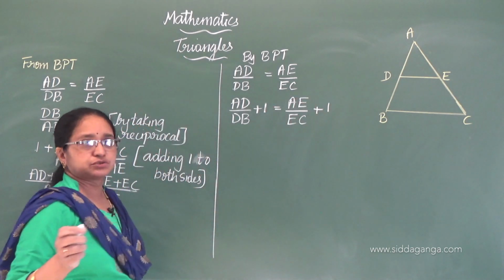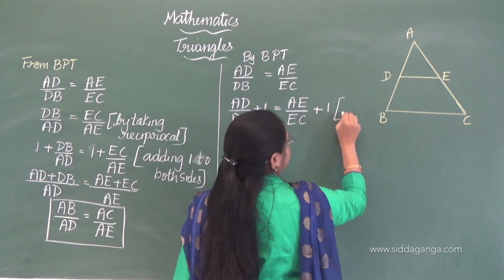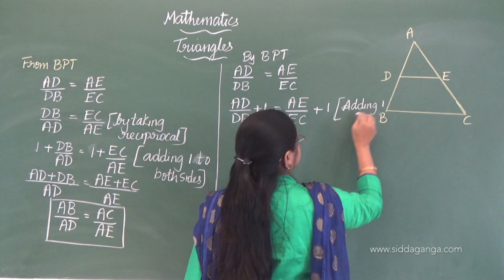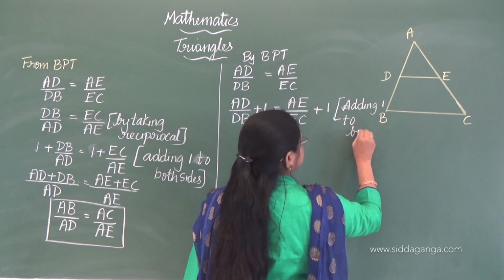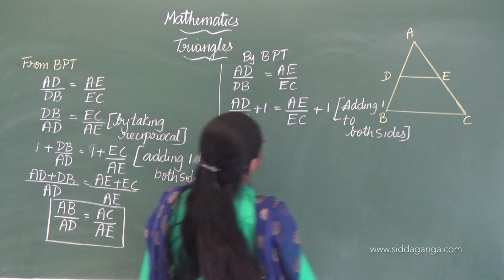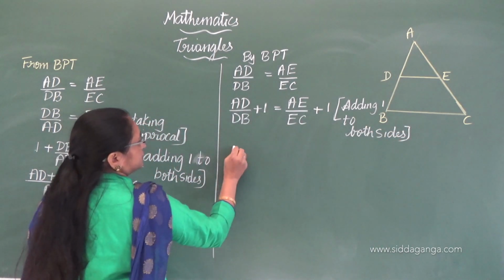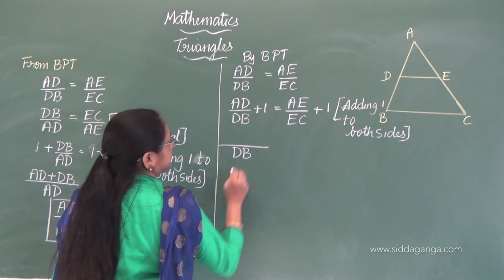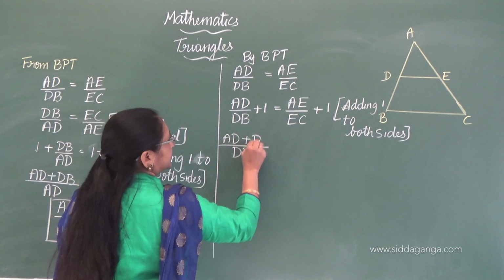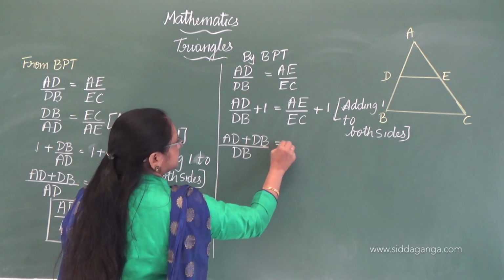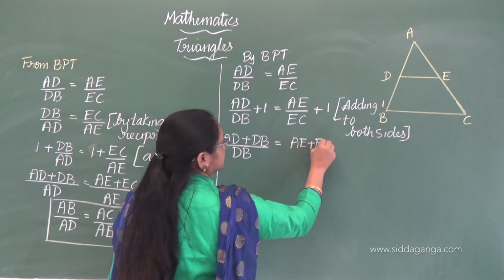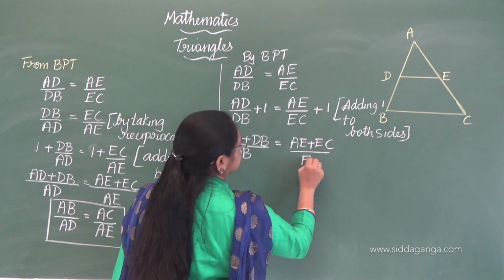Now adding 1 to both sides. Now what is the LCM? DB is the LCM. AD plus DB by DB is equal to AE plus EC by EC.